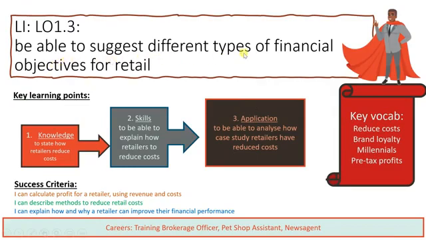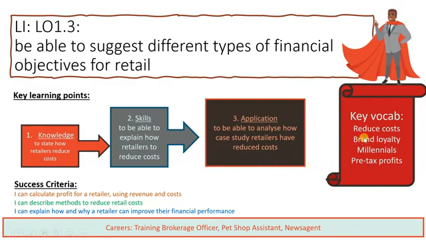Continuing the learning intention for Objective 1.3, which is suggesting different types of financial objectives for retailers. Here we're going to look at knowing how retailers reduce costs and being able to explain how and why they use them and the impact it has on their business performance. We're also going to apply it to a number of case studies.